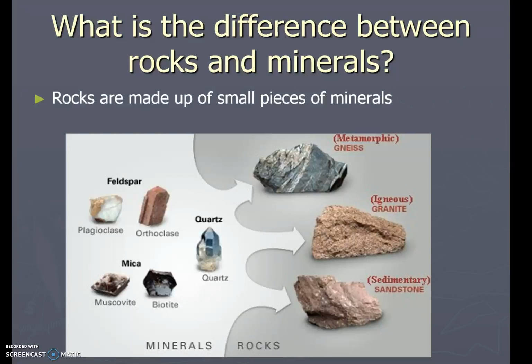To start off, the big question is, what is the difference between rocks and minerals? Rocks are made up of small pieces of minerals. For example, feldspar, quartz, and mica could turn into sedimentary rock, igneous rock, and metamorphic rock. Rocks do not have a specific chemical composition, whereas minerals do. Minerals also have a crystal structure, and rocks may or may not. We are going to highlight those key differences during this lesson.